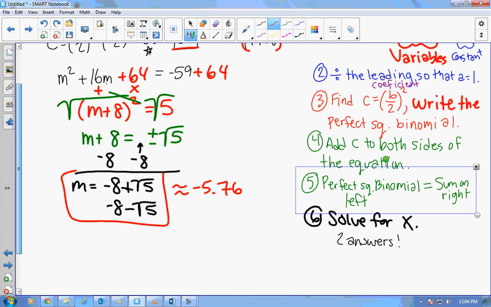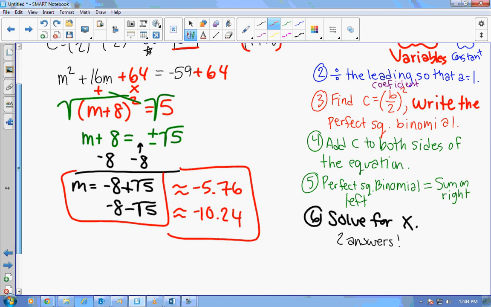Just put them, Kyle, just put them in your folders here. Negative 8 minus root 5. I think you forgot one word. It's in the very front. Negative 10.23, okay? What comes after the 3? Ooh, a 6. So it should be negative 10.24. So if the directions say something about rounding, then we would write these as our answers. Okay?